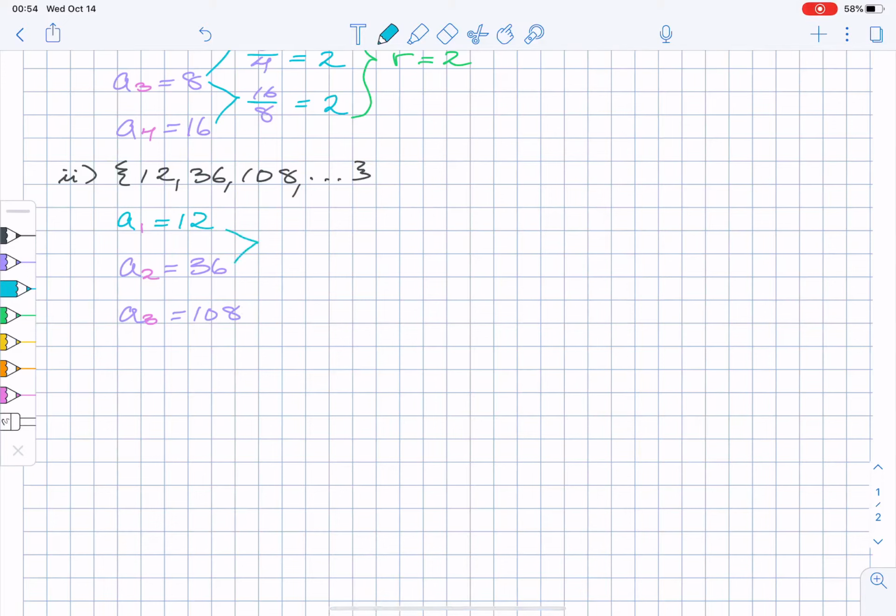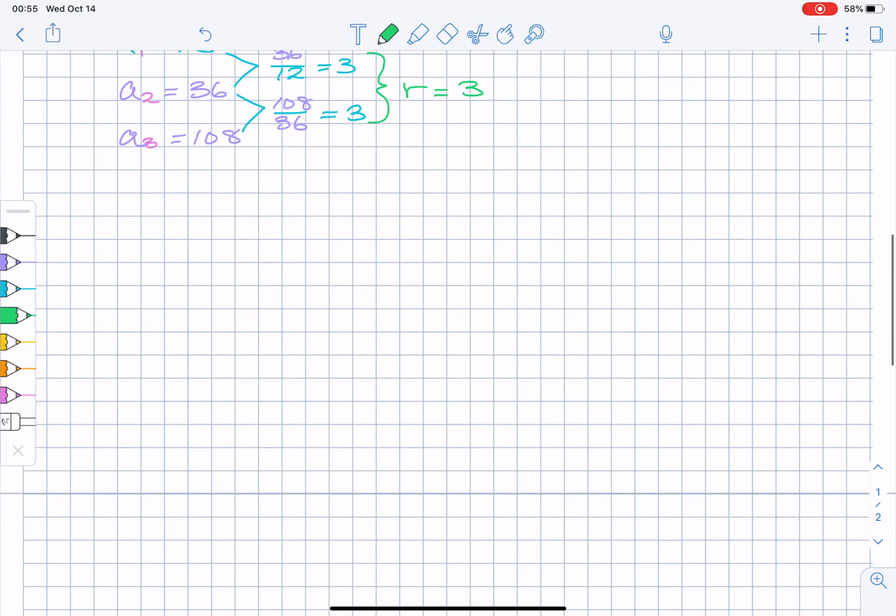Okay, so let's see. The ratio of subsequent terms in the first case is 36 divided by 12, which is 3. In the second case, it's 108 divided by 36. Well, 36 times 3 is really 30 times 3, which is 90, and 6 times 3, which is 18, so that works. It is 3, so check mark. So we have that the common ratio here is 3.